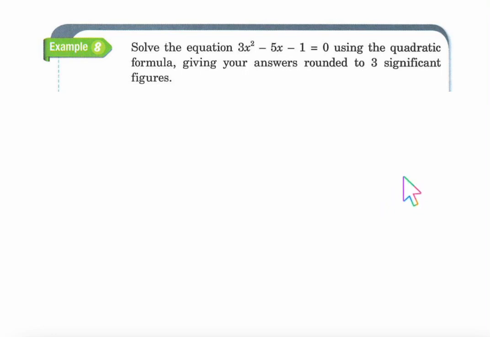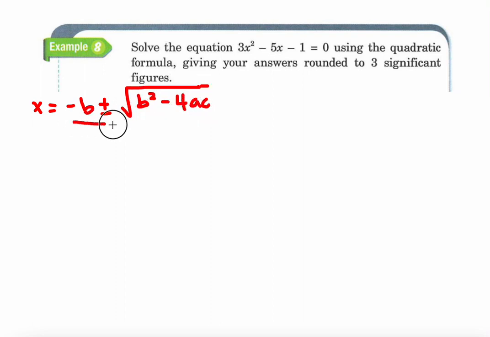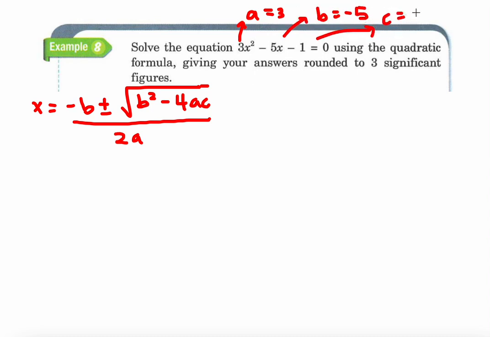Okay, so let's take a look at how we can actually use the quadratic formula to solve problems. We're going to look at example 8 from the book. Solve the equation 3x squared minus 5x minus 1 equals 0 using the quadratic formula, giving your answers rounded to 3 significant figures. All right, so we have the quadratic formula over here. x equals -b plus or minus the square root of b squared minus 4ac all over 2a. You notice that this formula has a's, b's and c's, so that's what you're going to pluck out from your equation. The a value equals 3. The b value here equals -5. And the c value equals -1.